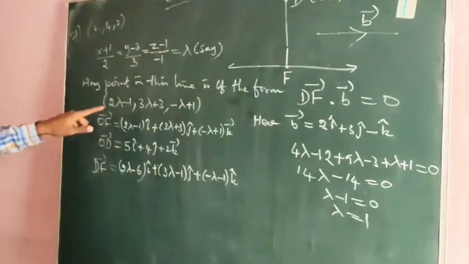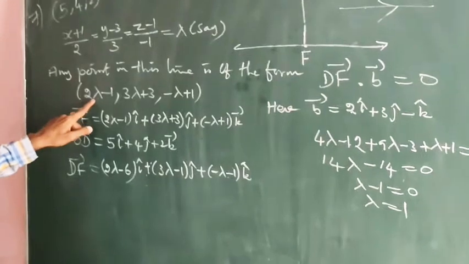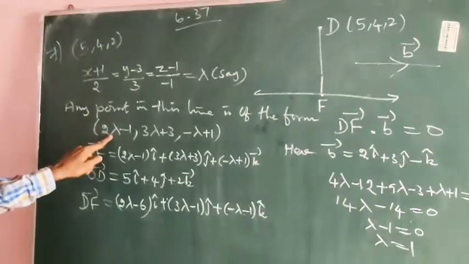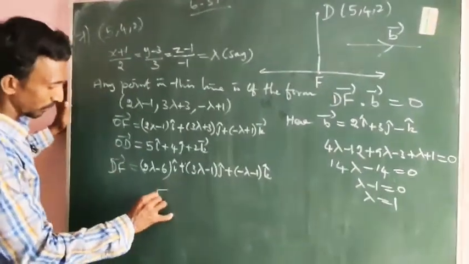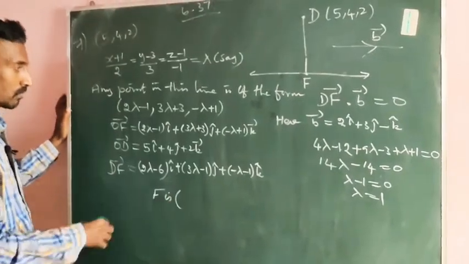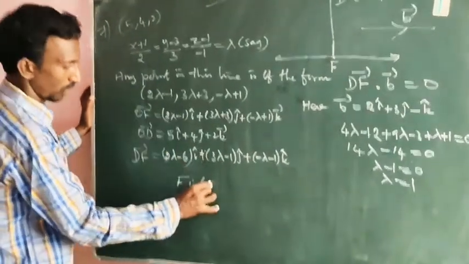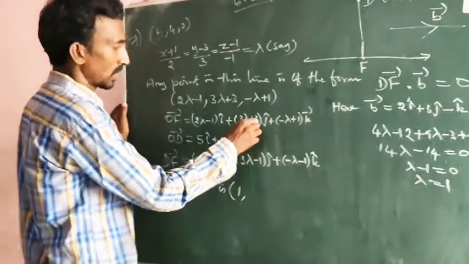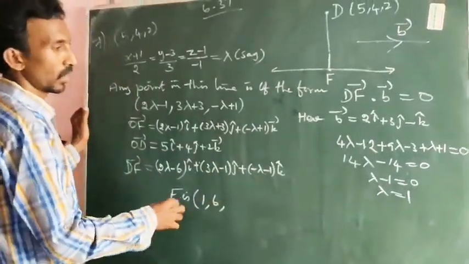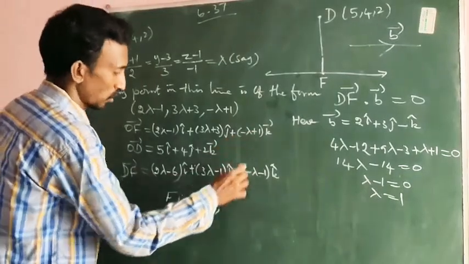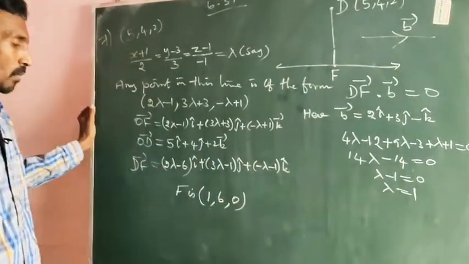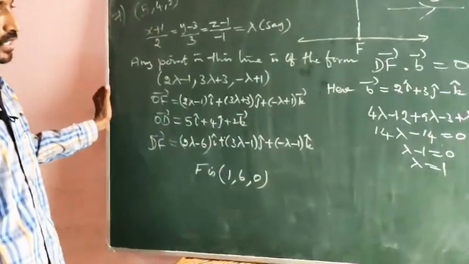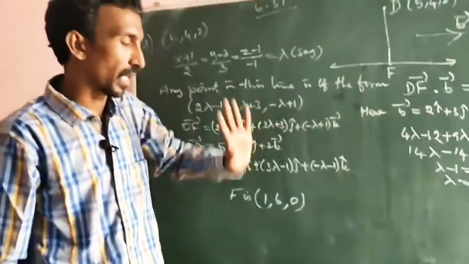So put lambda equal to 1 here. We are getting F as 2 minus 1, 1. And 3 plus 3, 6. Minus 1 plus 1, 0. So (1, 6, 0) is the foot of the perpendicular.